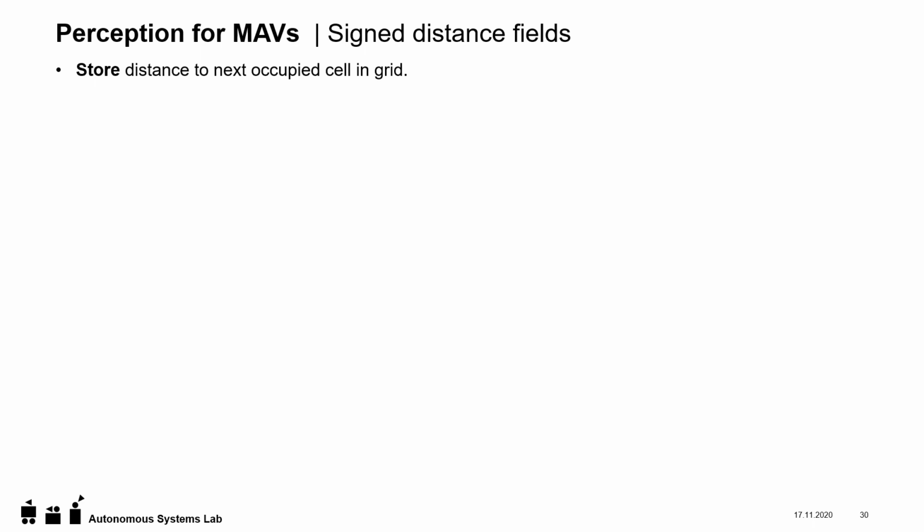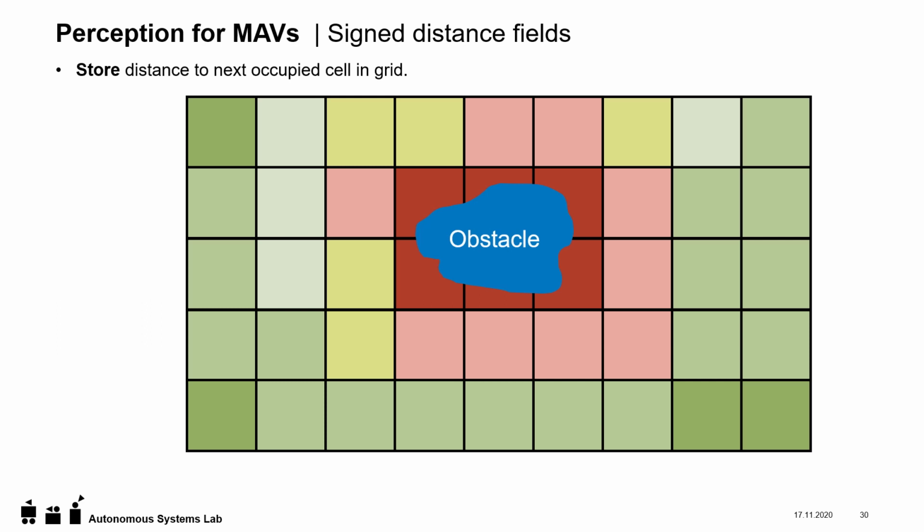To solve the aforementioned problem of not having a collision gradient in the map to change our trajectories if they go through obstacles, we can store the distance to the next occupied cell in the grid. This representation is called a signed distance field. To illustrate it, we have the same obstacle situation as before, and instead of just keeping occupied, unknown, free, for all the free cells we keep the distance to the obstacle in the cell.